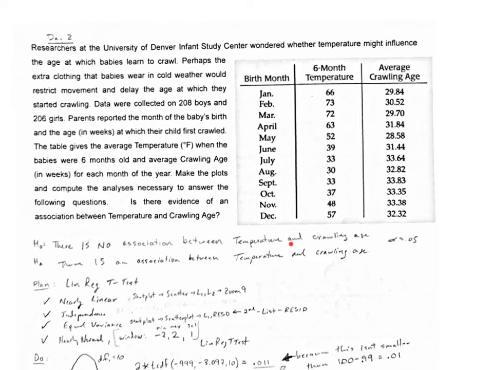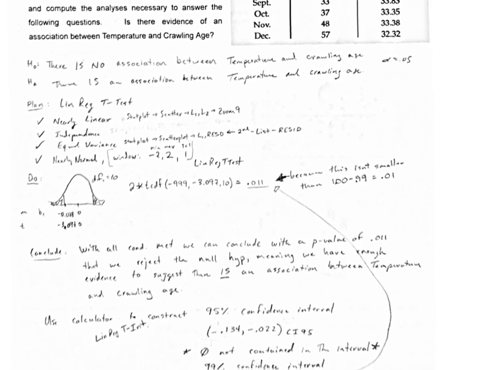a hypothesis test? So our null hypothesis here is there is no association between temperature and crawling age. It doesn't matter when the baby's born, they pretty much crawl at the same age. The alternative hypothesis is that there is an association between temperature and crawling age. And we'll use alpha 0.05. So this is a linear regression t-test.